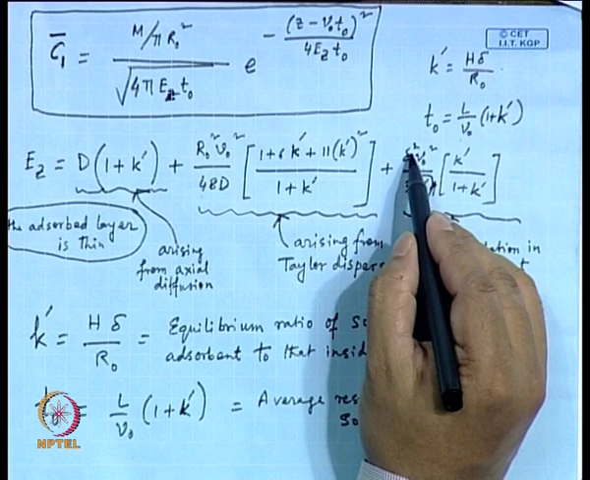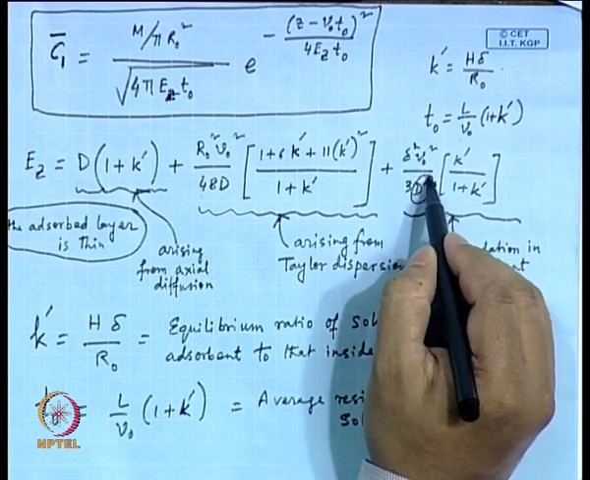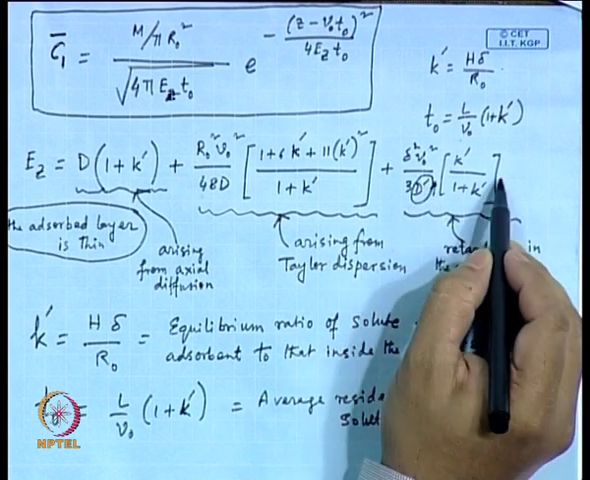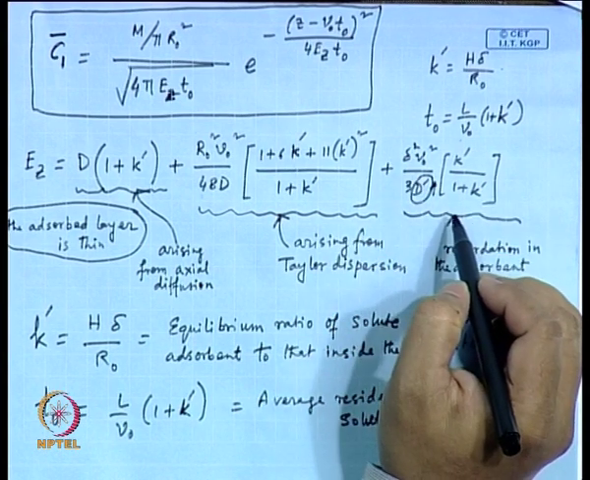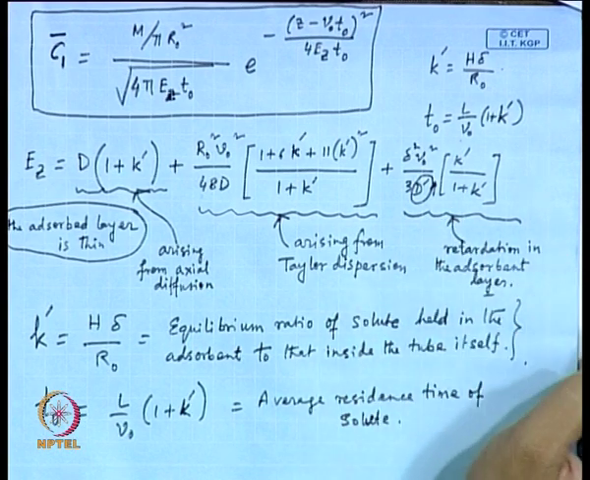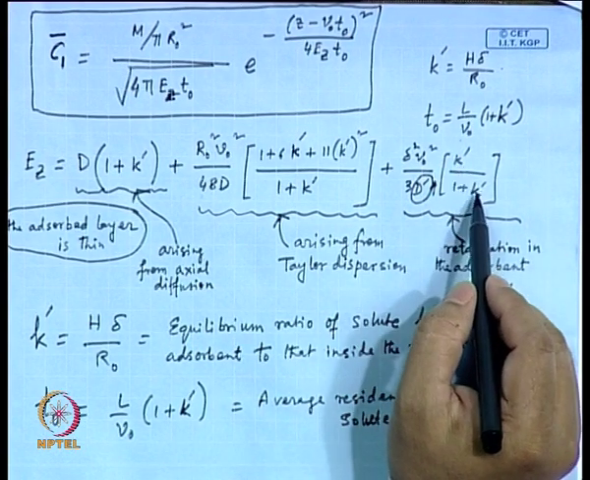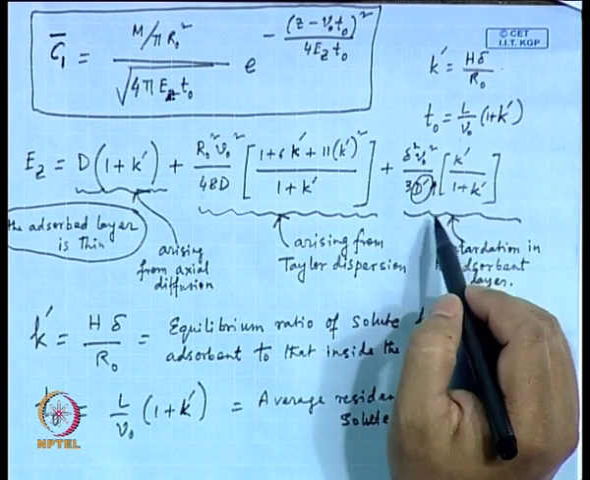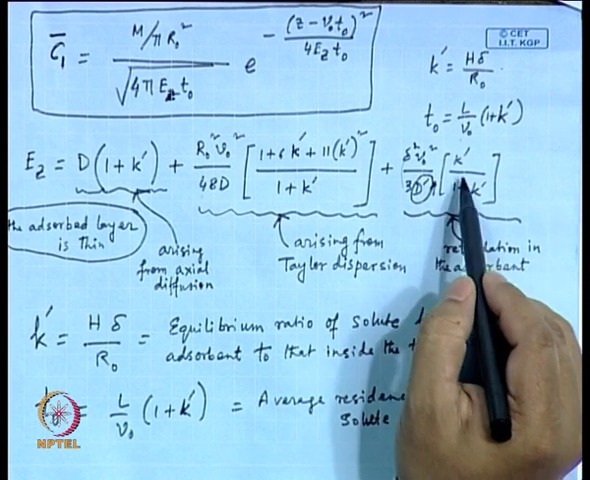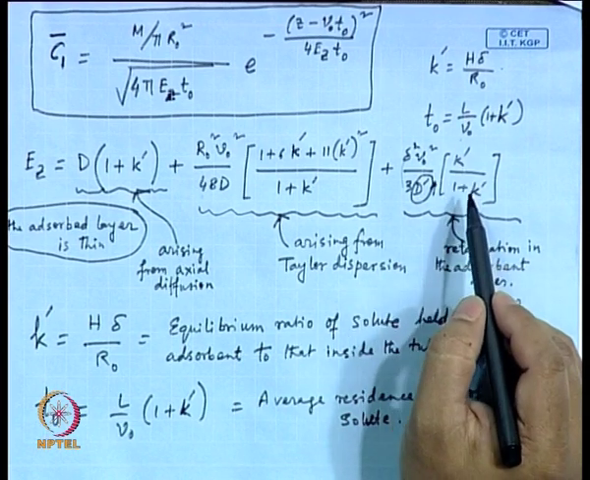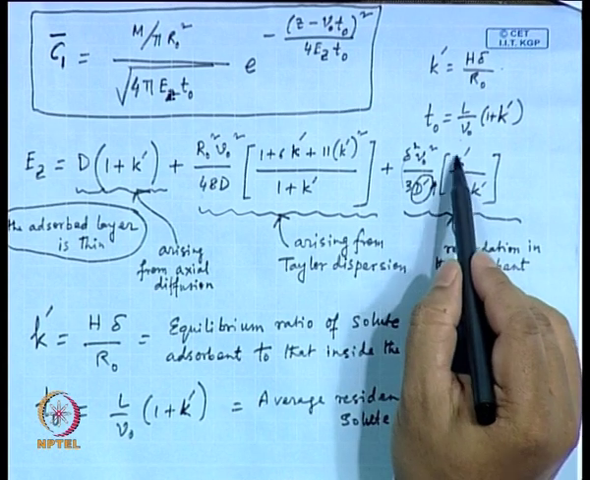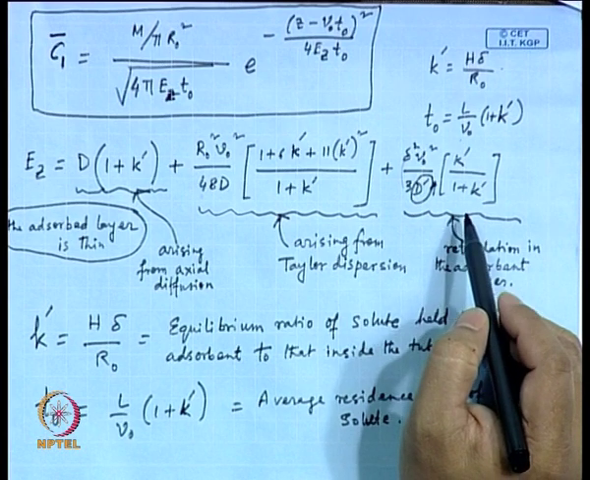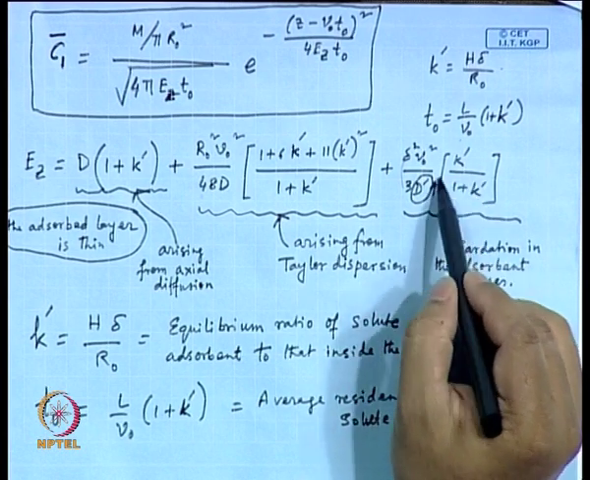Delta by R 0 much less than 1, that means delta square would be very small. So, either d prime is much higher or delta is much smaller, both have the same effect, that will make this term insignificant. On the other hand, if k prime is much greater than 1, then the separation due to adsorption becomes dominant. So, this term becomes dominant if k prime is much greater than 1. If k prime is much greater than 1, then this will cancel out and this remains there. But if k prime is much smaller than 1, then this term would be much smaller.